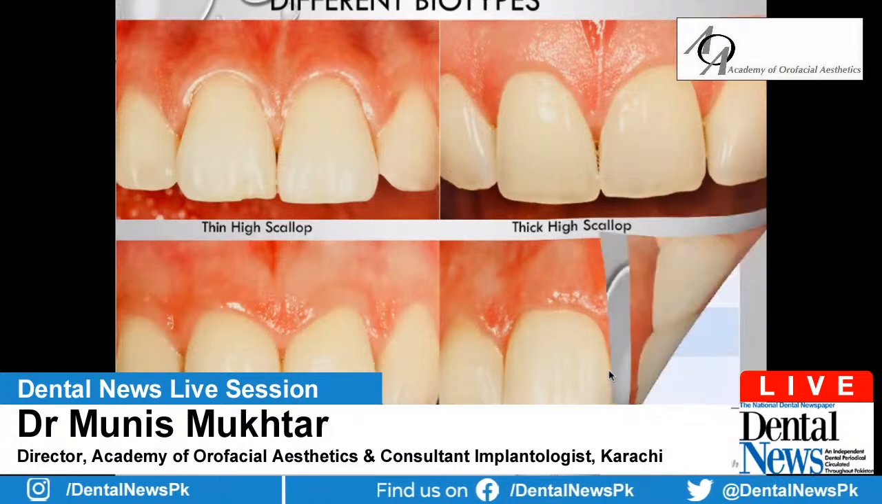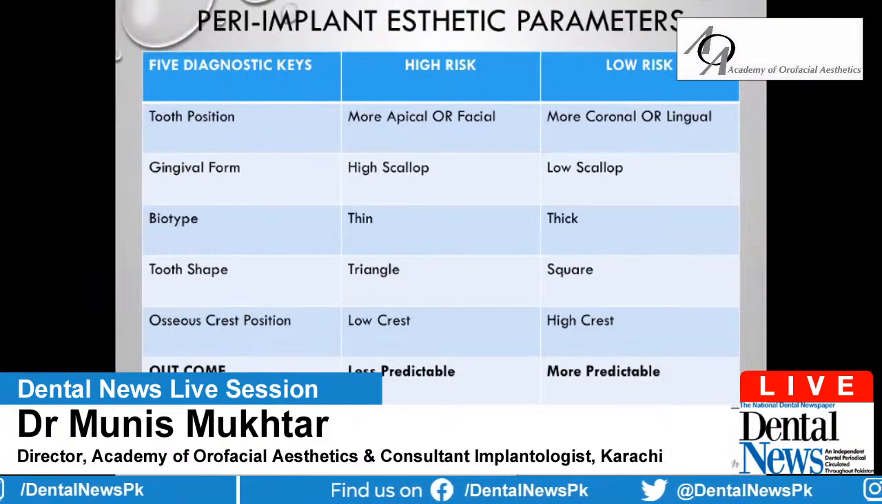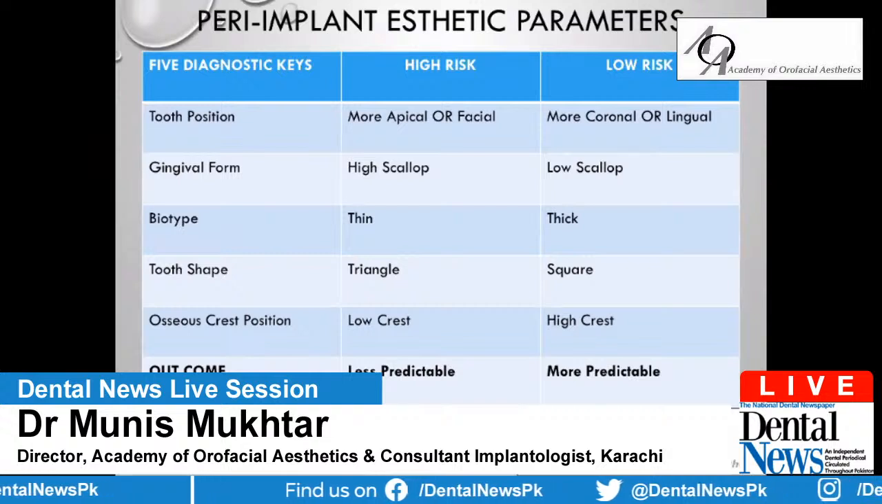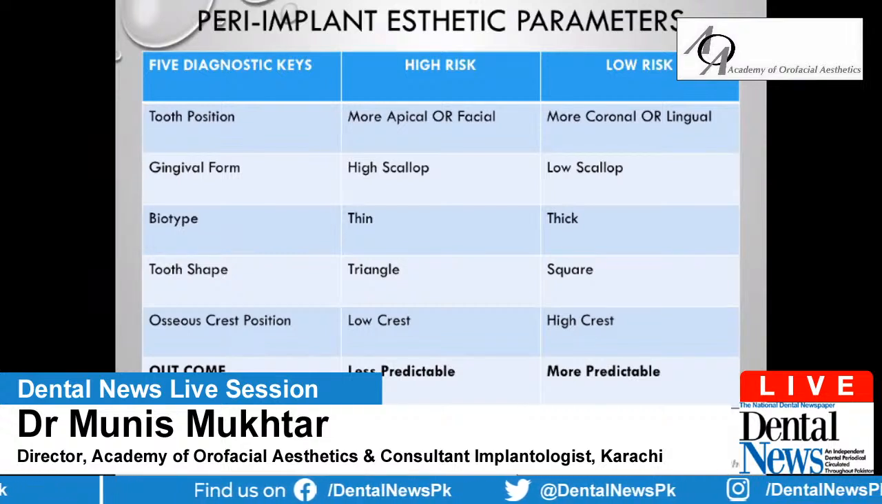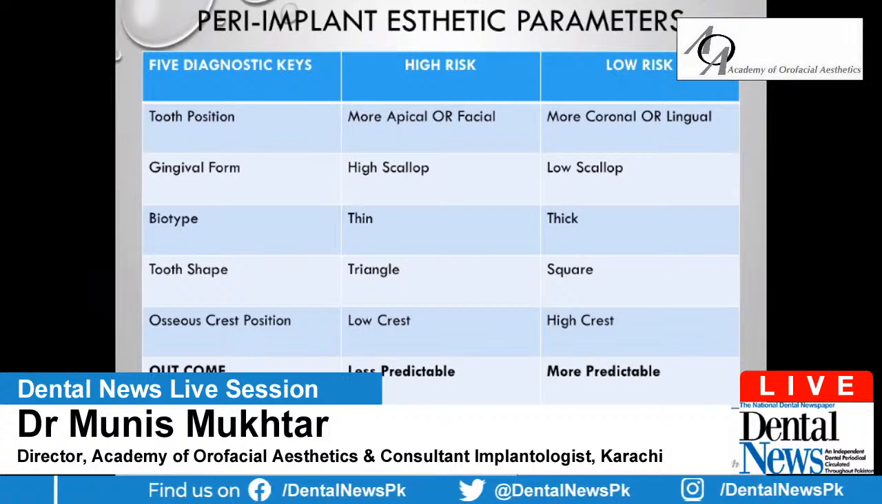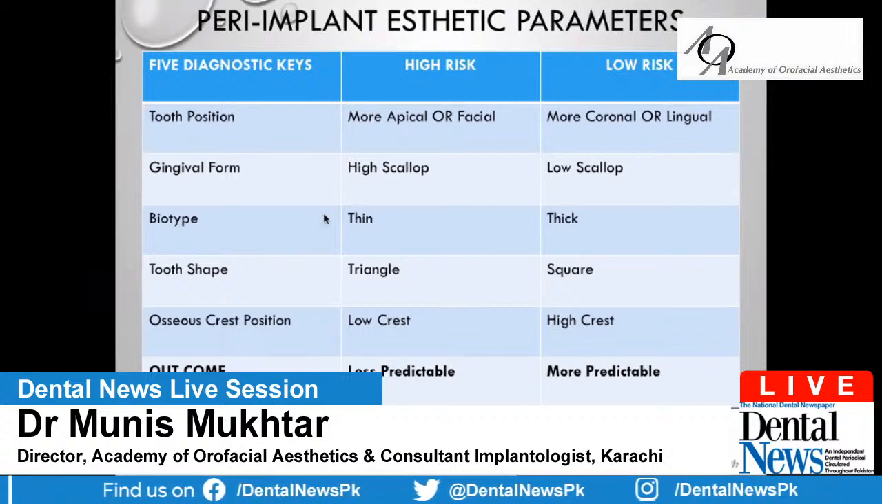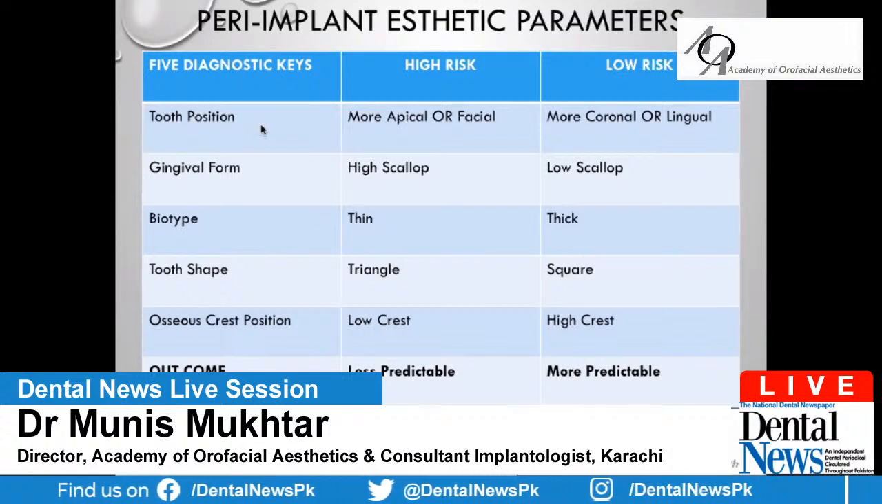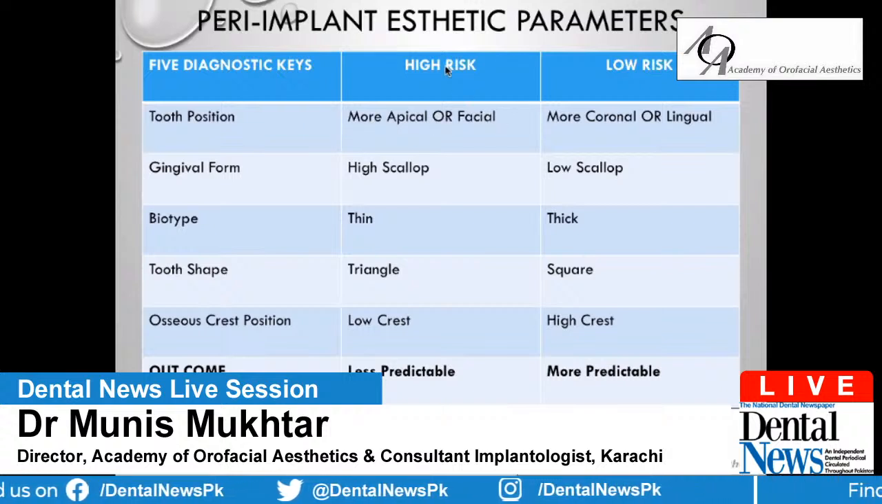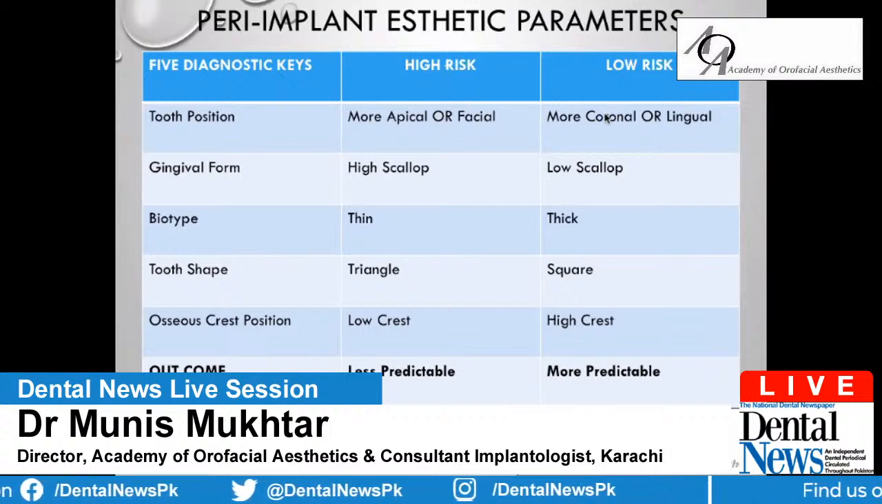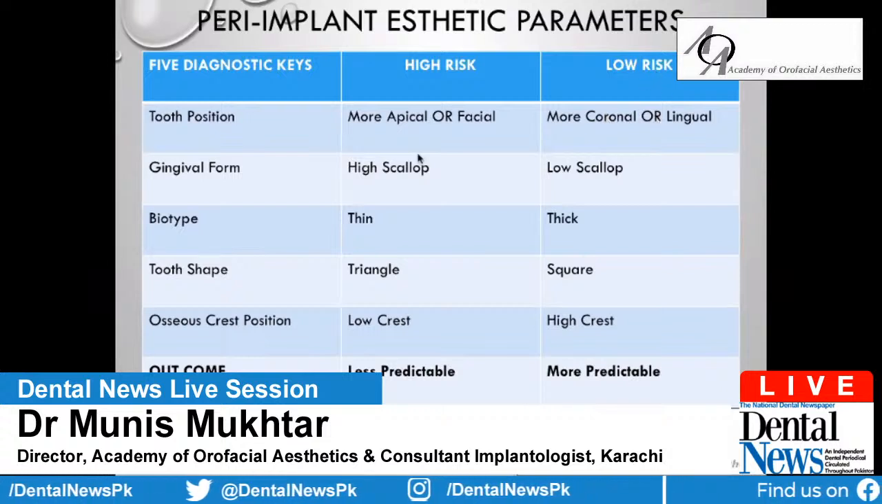Okay, let's go through it. This is the peri-implant aesthetic parameters. You should ideally go through these things before or during your treatment planning. This is a risk assessment. You have 5 diagnostic keys. Tooth position: if your tooth is more apical or facial, then it's a high risk case. If it's more coronal or lingual, then it's low risk.